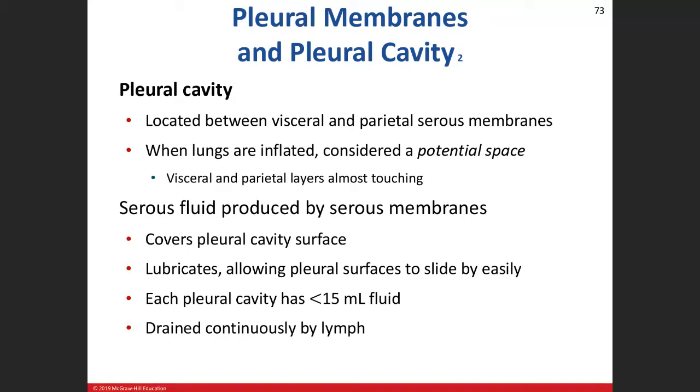But when you inflate your lungs, you have what we refer to as a potential space in that area there. And that's when these two layers will pretty much be touching each other. And that's why, has anyone here heard of a pneumothorax? It's a collapsed lung. What will happen is we've now penetrated into this potential space, and air is flooded into that space and literally collapsed the lung.